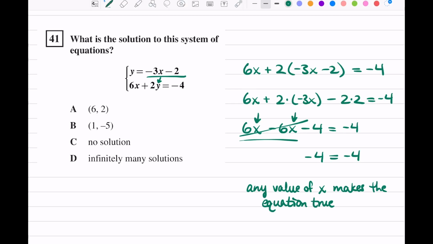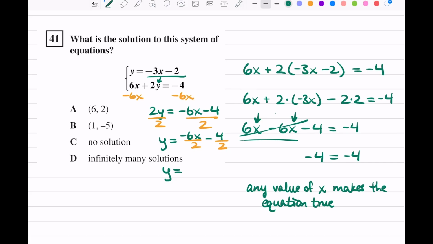Okay, let's take a look at this second equation and see if it can help us understand this. So let's write it as y equals mx plus b. So we'll start off by subtracting 6x from both sides. That'll give us 2y is equal to negative 6x minus 4. Dividing both sides by 2 gives us y equals, and splitting this into two fractions, we have negative 6x divided by 2 minus 4 divided by 2.